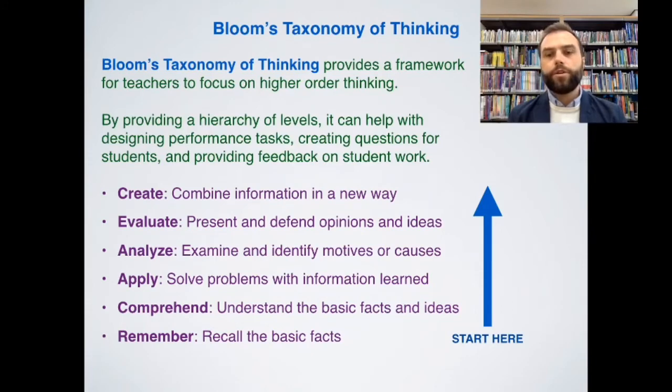Okay, and I've put the 6 levels of the taxonomy here again with a little bit of text information. So remember, we start at the bottom. Let's start with remembering. Remembering is just recall the basic facts, recall the basic information. Next is comprehend or understand. So this is understand the basic facts and ideas. Moving up to apply. This could be solving problems with information that has been learned. Okay, so following information and using that to solve something. It could be, for example, following instructions also.